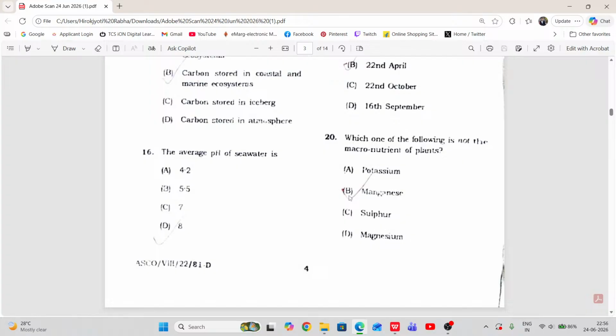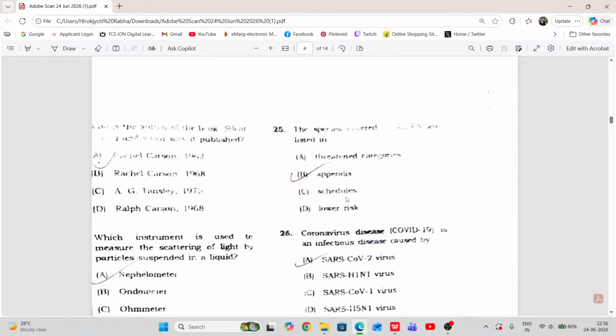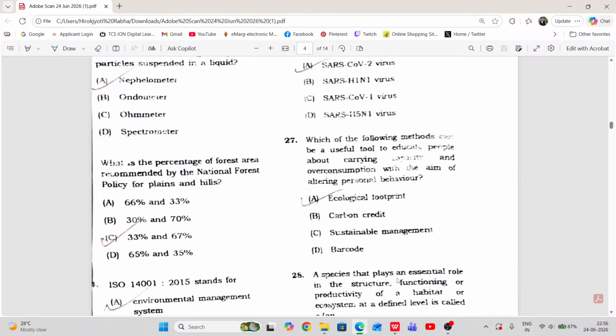Which one of the following is not a macronutrient of plants? Manganese. Who is the author of the book Silent Spring and when was it published? Option A, Rachel Carson, 1962. Which instrument is used to measure the scatter of light by particles suspended in a liquid? Nephelometer.